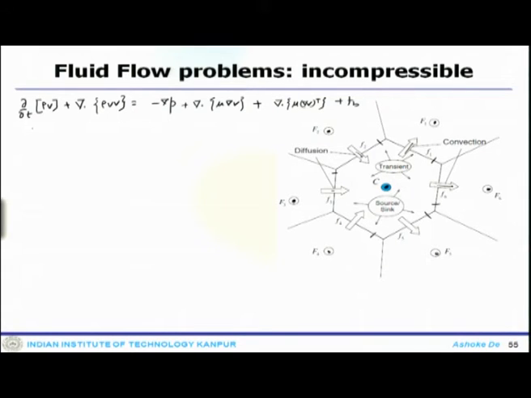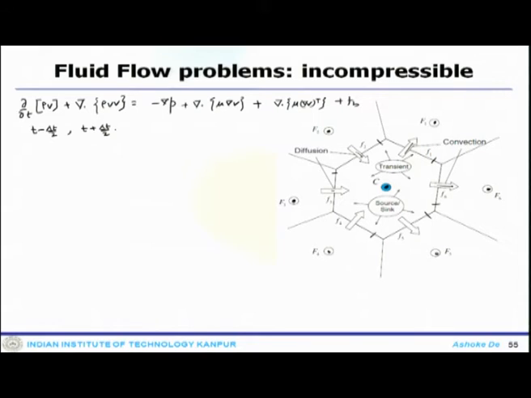Now, you want to discretize this one within the time interval t minus delta t by 2 to t plus delta t by 2. One can basically take the volume integral and then convert it to a surface integral, as we have done. So, if you go about it that way, then we look at the system term by term.